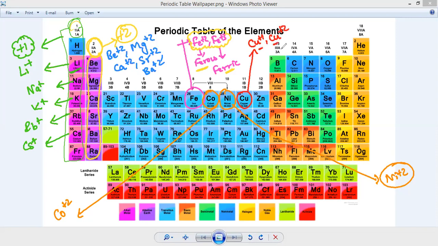Sir, that line going from potassium, calcium, and then Sc, then titanium, vanadium, is that another group? Which line? The blue one. The blue one is the D block elements. These are called transition metals.